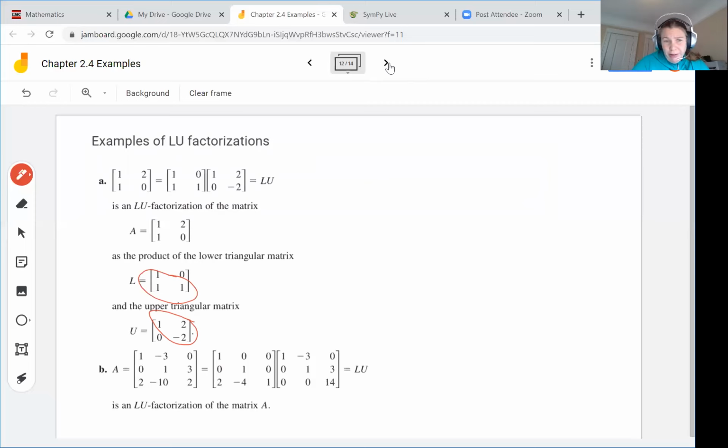Similarly, matrix A here can be broken down as a product of a lower triangular matrix here and an upper triangular matrix here. And you can verify this multiplication by hand or checking in Sympy to see how we can break it down and factor this matrix.